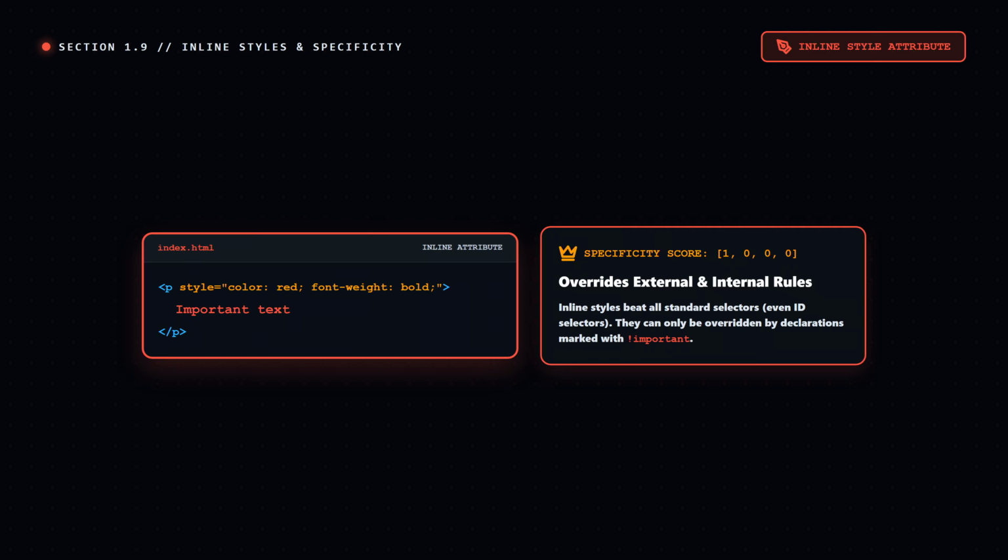No selectors needed, because the target is the element itself. Inline styles have the highest specificity of any normal author origin declaration. They will override any external or internal style sheet rule, even those using ID selectors, unless those other rules are marked with the important flag.